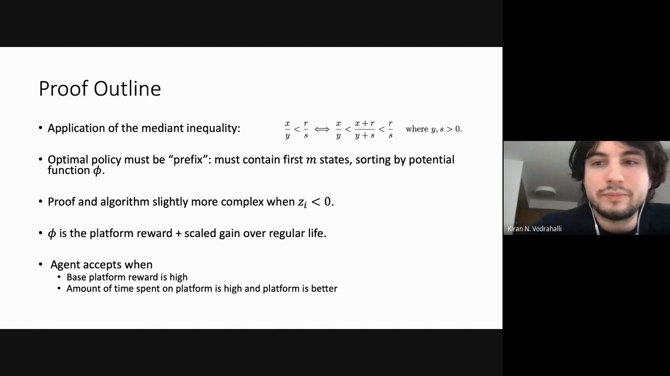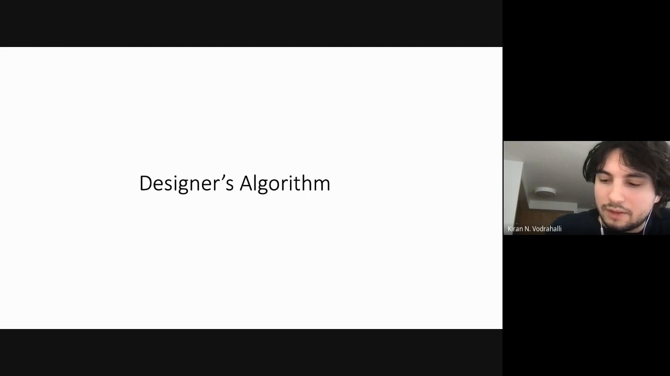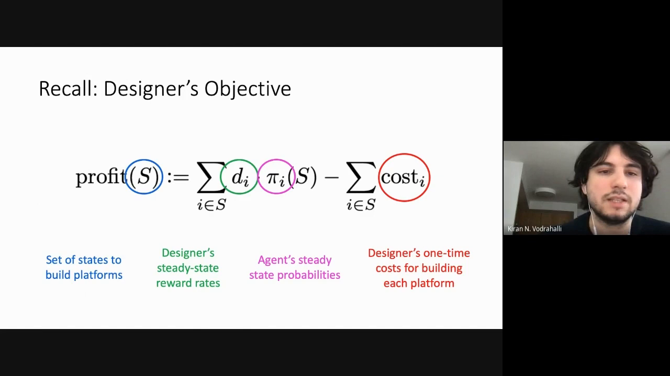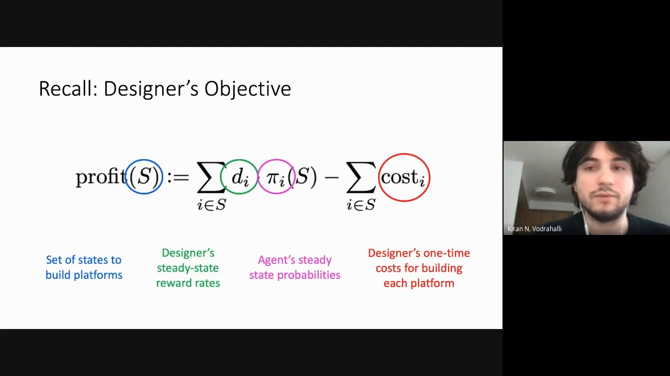So now, given that we know the agent's behavior, what does the designer's algorithm look like? Let's recap what the designer objective looks like. We have the set of states S, the profit. We have the steady state rewards for the designer DI. We have the steady state probabilities pi I, and we have the one-time costs for building each platform. So the designer wants to optimize this over S.